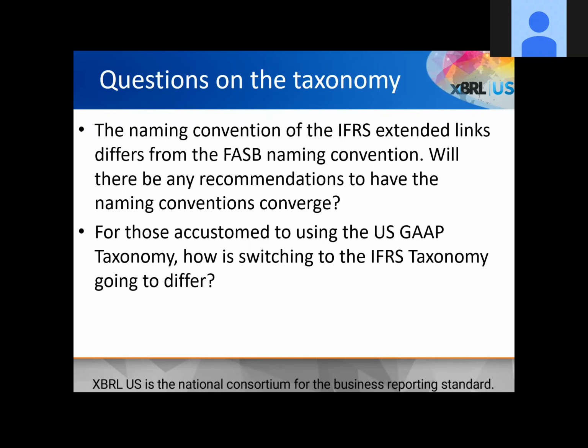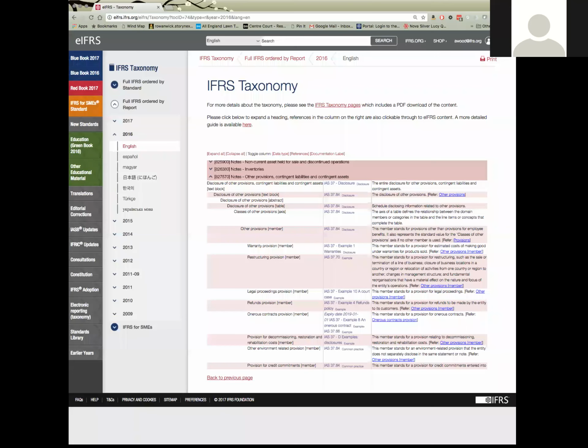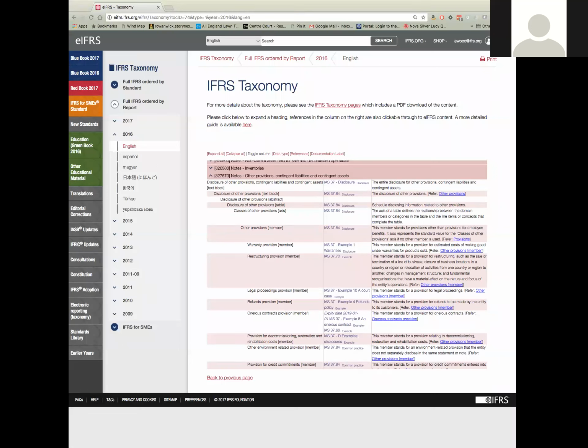Okay, great. For those accustomed to using the US GAAP taxonomy, how is switching to the IFRS taxonomy going to differ? This actually covers quite a few questions that we got in that were a little more specific. I'm going to share my screen again so that people can see the taxonomy. So I have the IFRS taxonomy, the 2016 taxonomy, open on our IFRS website, which is where we host the structure of the taxonomy for general browsing.